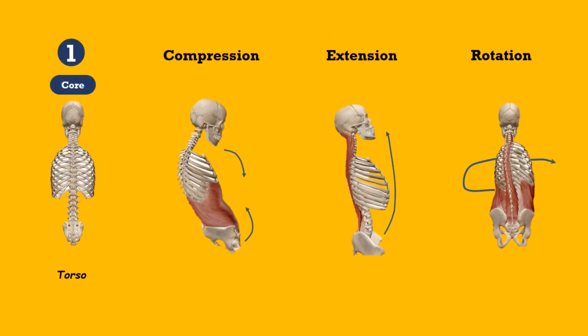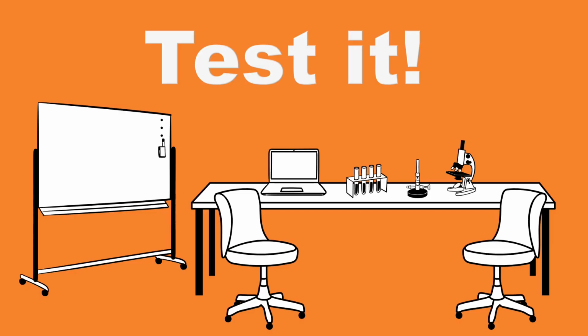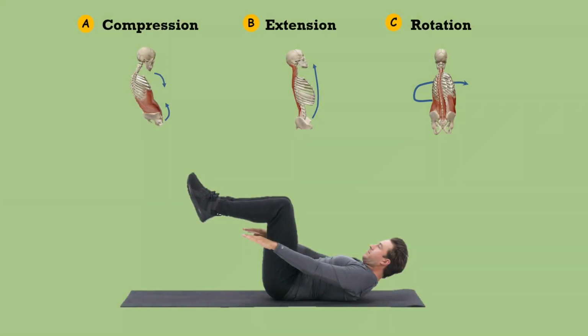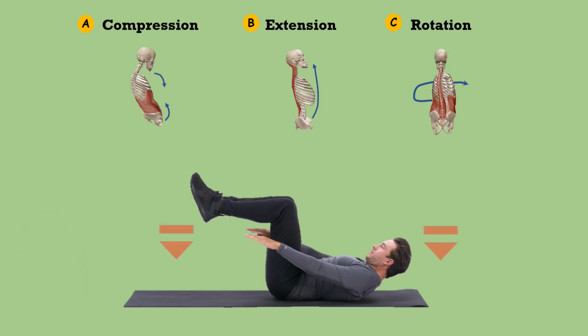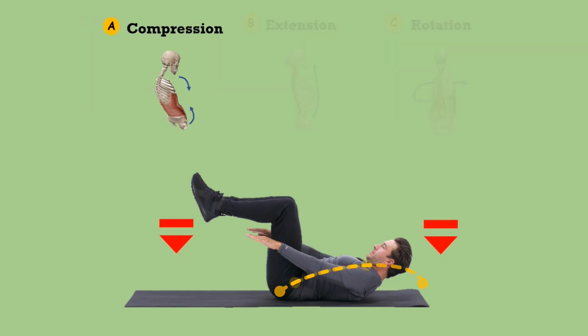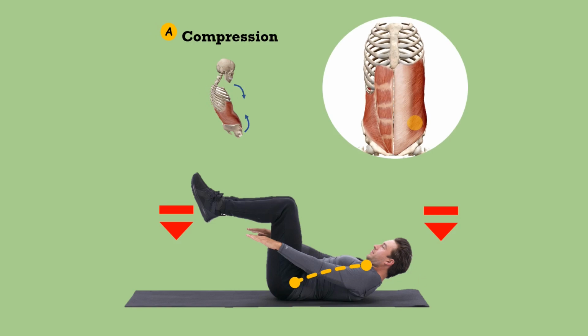Let's test what we know so far by looking at some exercises. Among the 3 core movements, which one does this exercise emphasize? Notice that the weight of the head and the weight of the legs will initially want to bend the spine this way, but with the activation of the proper movement path, this position is achieved.